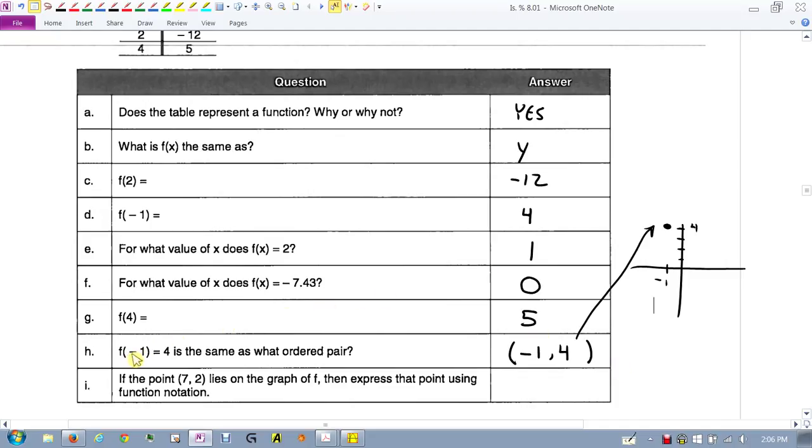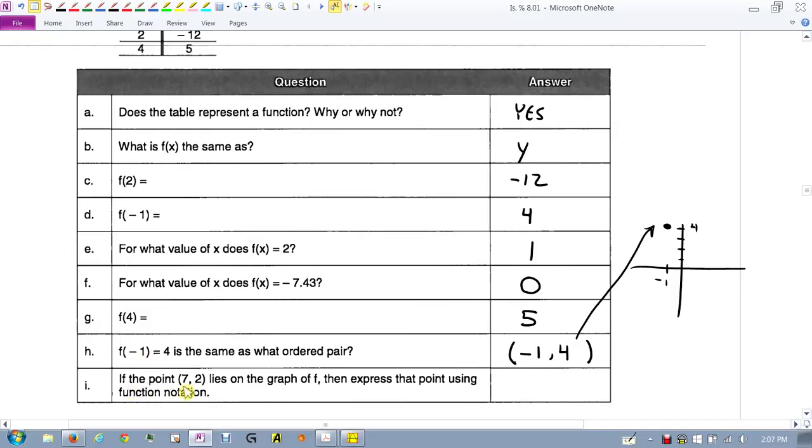Well, look, this is f of x equals y, right? This f of thing is equal to y. Whatever this spits out is the y. This right here, -1, is the x that goes in.